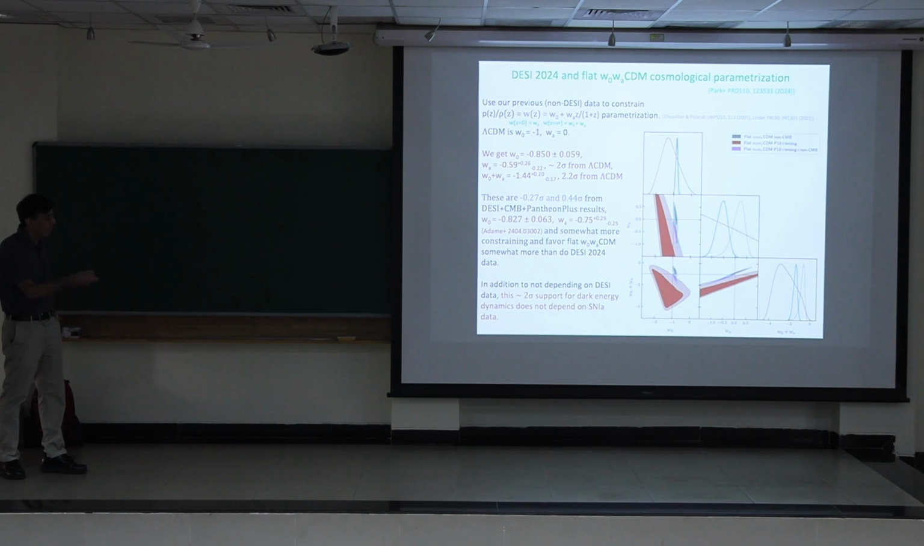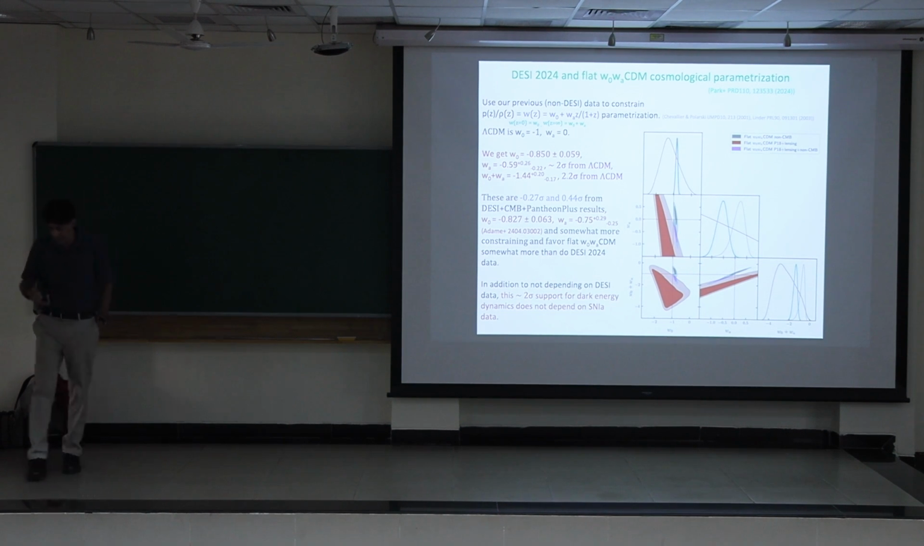This one's published, but it's on the arXiv. And you can see this is tighter than even the DESI contours, and it favors flat lambda CDM more than the DESI data does. But this is not coming from the DESI data, because the data sets that we use to get this don't contain DESI data. We've also redone the analysis by throwing away the Pantheon plus supernovae data, so this 2 sigma support for dark energy dynamics is not coming from that supernova data set.